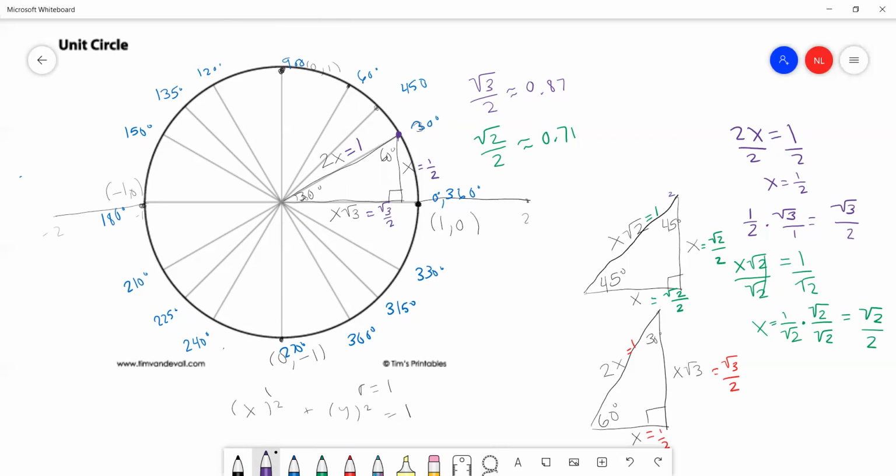So I went to the right to get to this point. I went to the right, root 3 over 2. And then I went up. How far did I go up? I went up 1/2, which again makes sense. Starting with right here, about halfway between 0 and 1, because I went up 1/2. So what is my coordinate here at 30 degrees? Well, it's going to be root 3 over 2, comma 1/2.